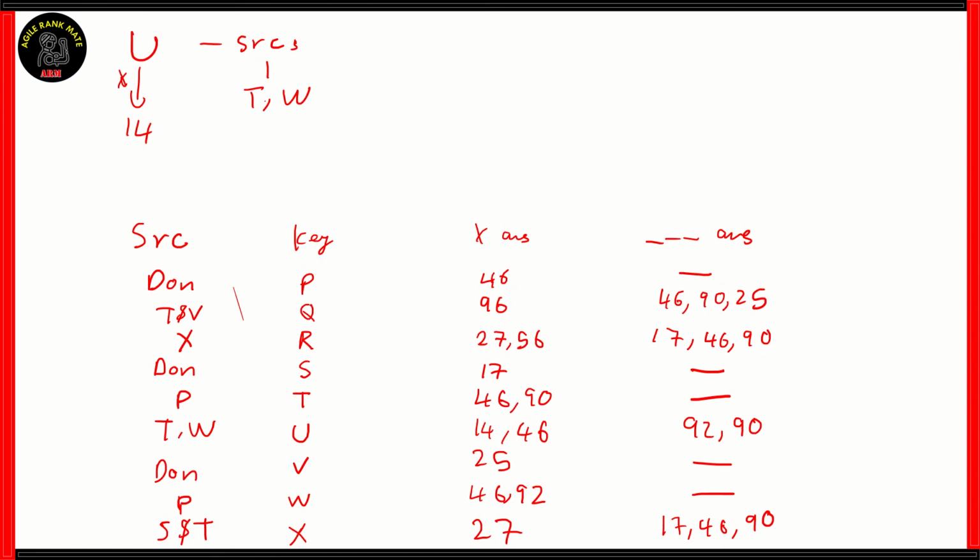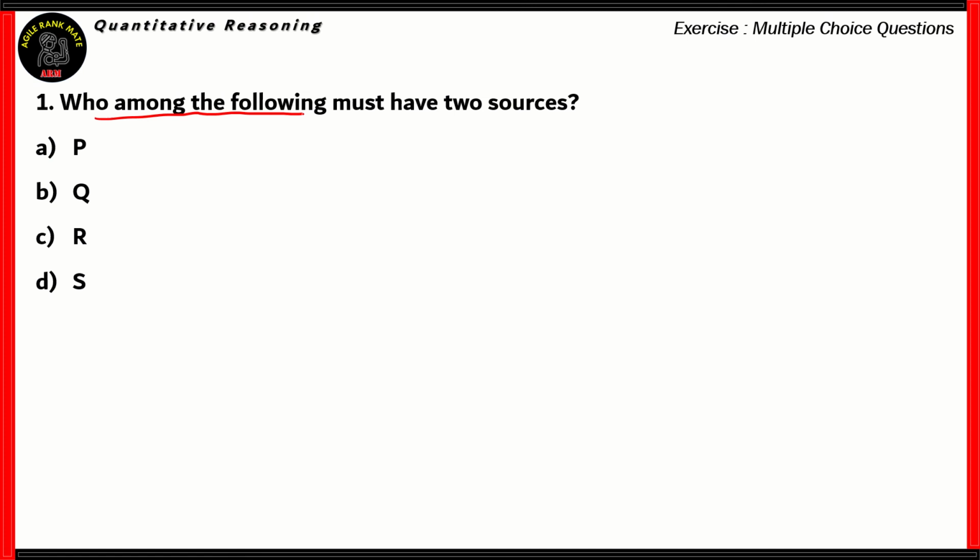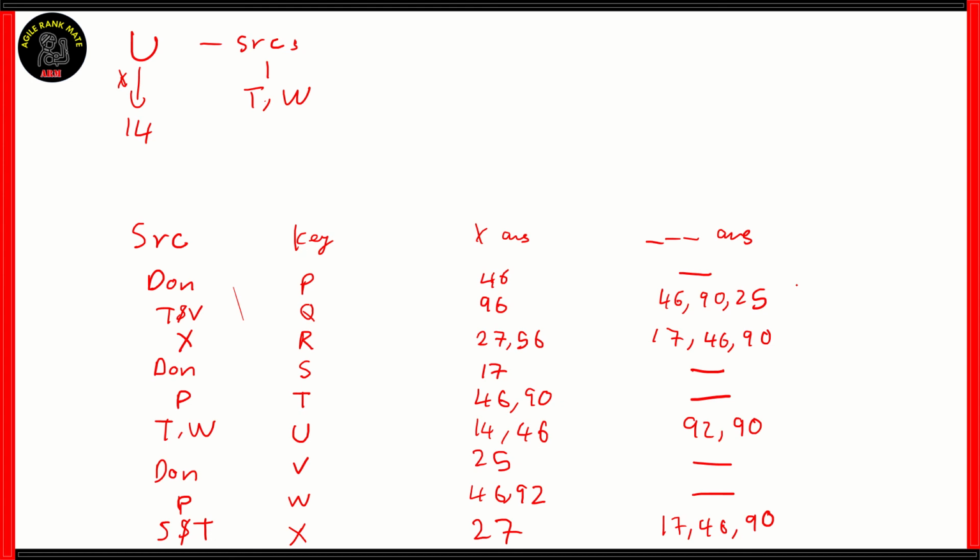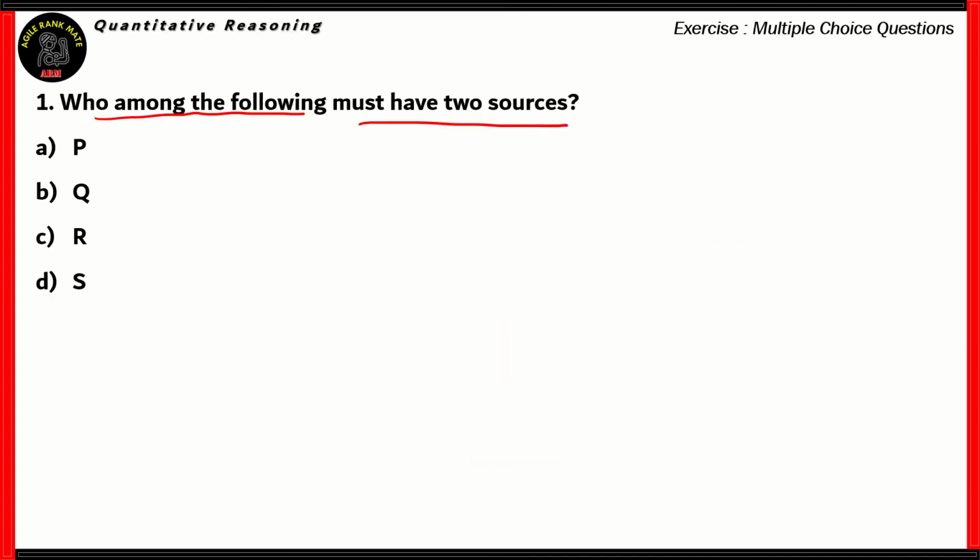So, having done that, let's look at our first question. Who among the following must have two sources? Now, people who must have two sources are those who had blank answers. So basically, those are Q, R, U, and W. Now, technically, it's actually Q, U, and X, because if you look at the source, then you can see that Q has T and V, U has T and W, X has S and T. So those are the three people who must have used two sources.